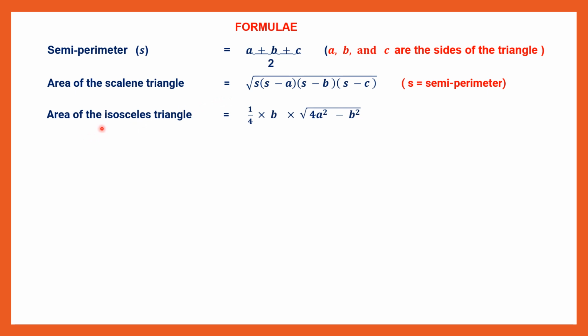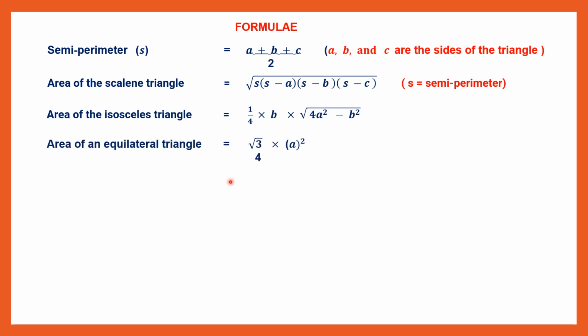If you have to find the area of an isosceles triangle, which is a triangle in which two sides have the same length and the third side has a different length, this is the formula. 1 by 4 into B, where B is the base, into the root of 4a square minus b square, where a square and b square are the two sides.